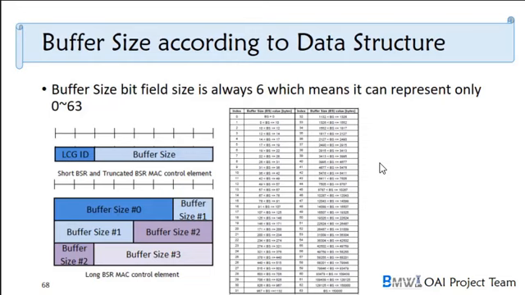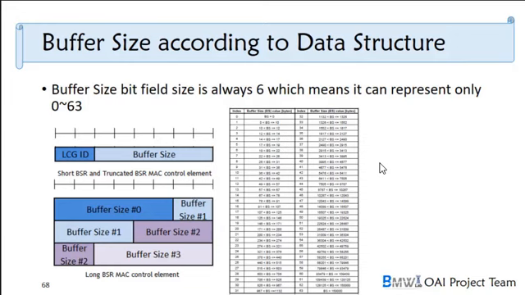And according to the data structure, BSR size can be classified into short and long BSR. But the maximum is always 6 bits, which means that it represents only 0 to 63. So there are 64 values. Like you can see here, 1, 2, 3, 4, 5, 6. So this is the maximum, which means 0 to 63.